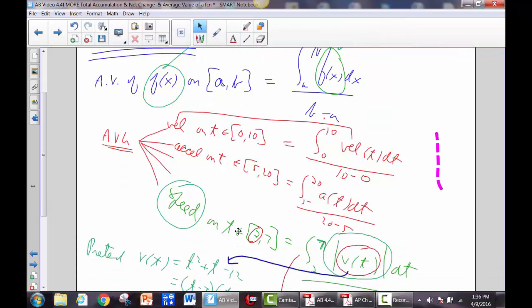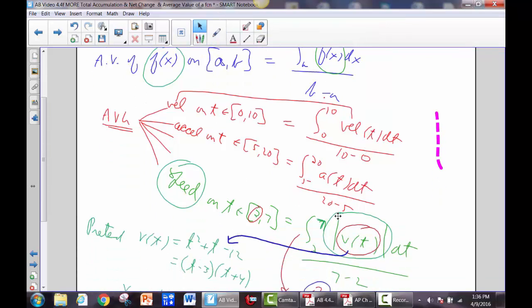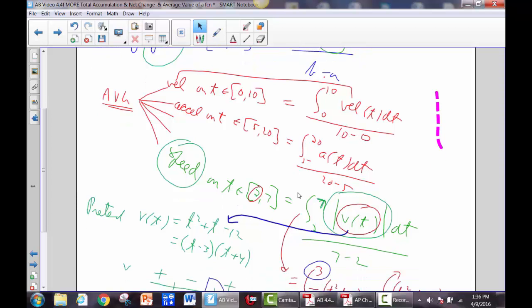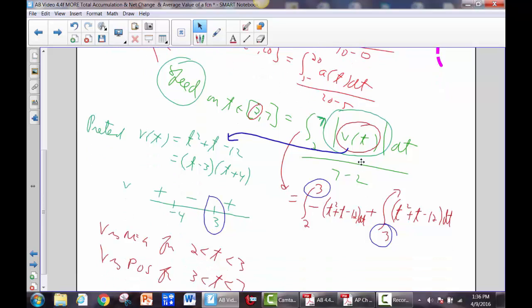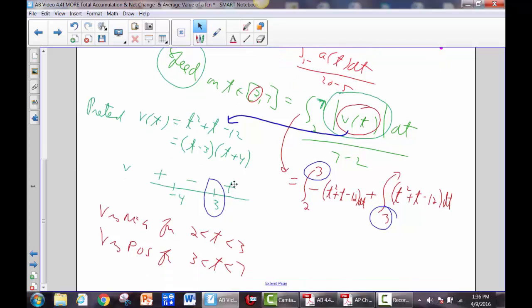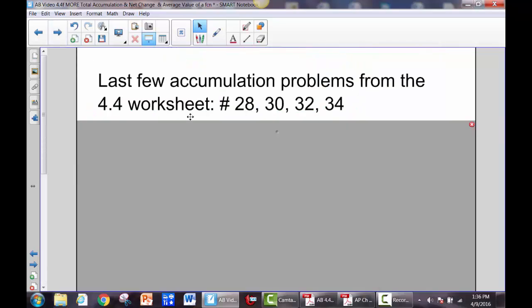If it asks for average speed, keep in mind that speed is the absolute value of the velocity. So this is the one case where you'll have an absolute value. And again, if you had to do this by hand, you'd have to factor it, like we showed in the other example. And you'd have to split it up from 2 to 3 and 3 to 7 because the velocity is negative on the left side of 3 and positive on the right side of 3.